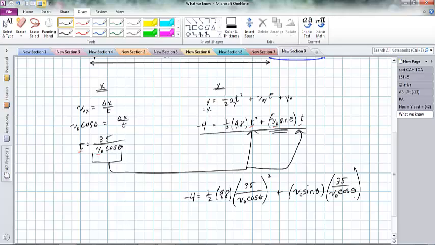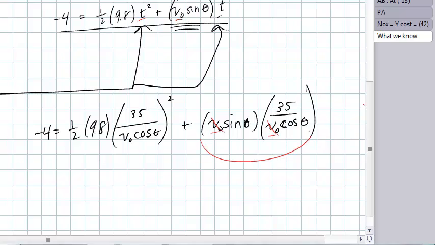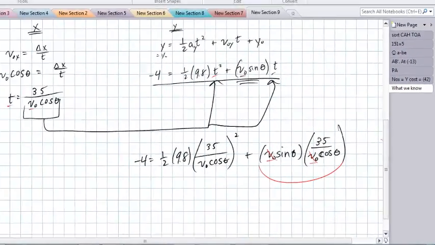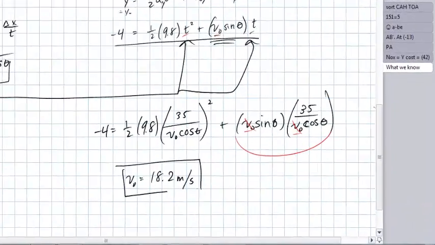Okay, so this actually becomes a pretty simple calculation from here. A couple things to simplify. I have v naught on top and v naught on bottom. Those will cancel out. This now just becomes a number I can calculate. I can plug in for theta in both places and plug in 35. You can go ahead and square all these. I'm not going to go through all the algebra steps. I think you guys are pretty capable of that. And when you do it all out, you get v naught is about 18.2 meters per second.